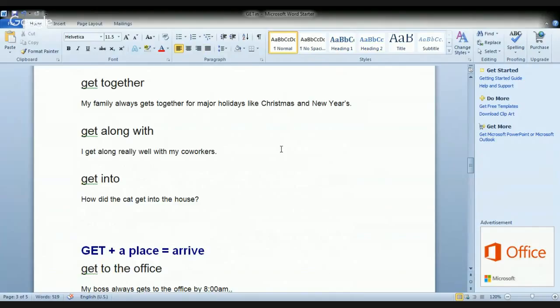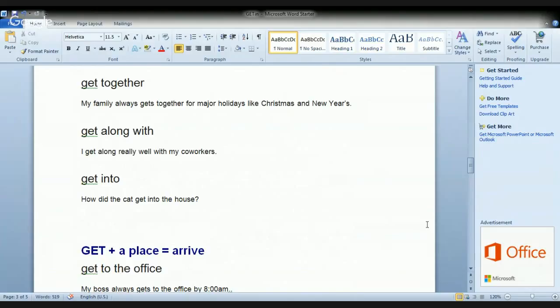The next example is get along with. So I get along really well with my coworkers. So get along, this is in American English, because in British English they would say get on with. Okay, so maybe in American, I get along with everybody, for example.